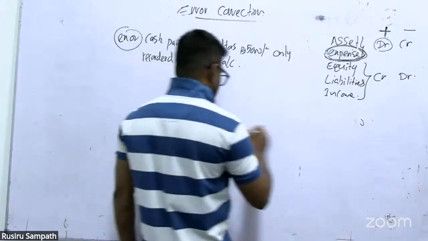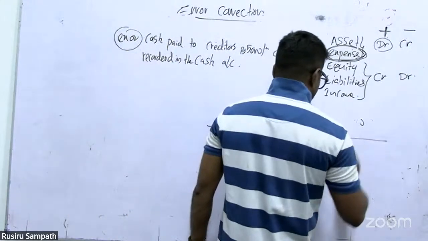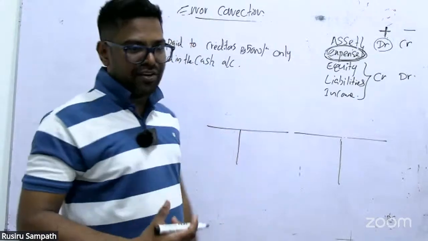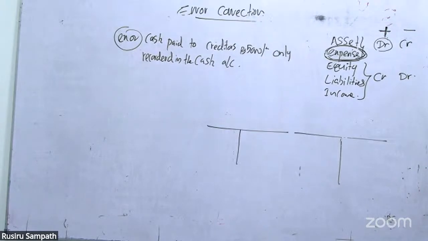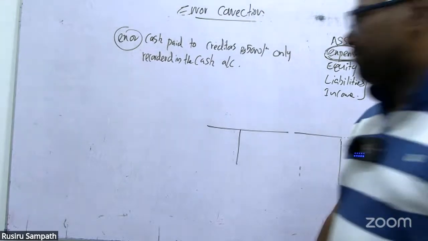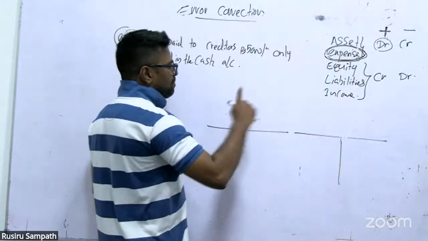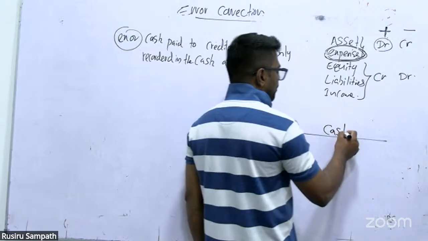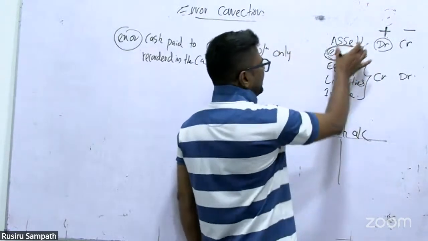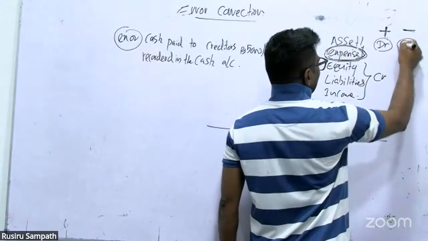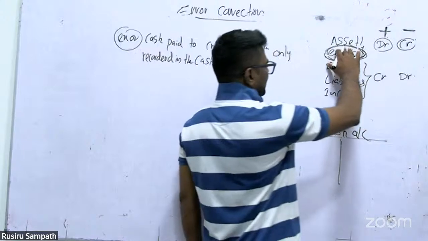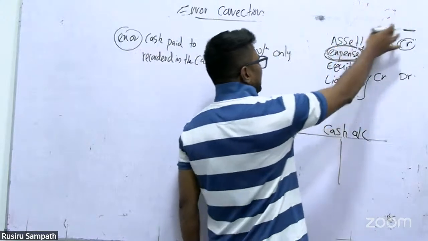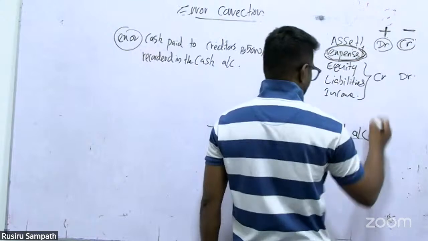First, keep in mind what the corrected double entry is. Cash paid means cash outflow in the business. Then the cash asset decreases. Asset decrease is a credit. Cash outflow means asset decrease, credit 5,000.